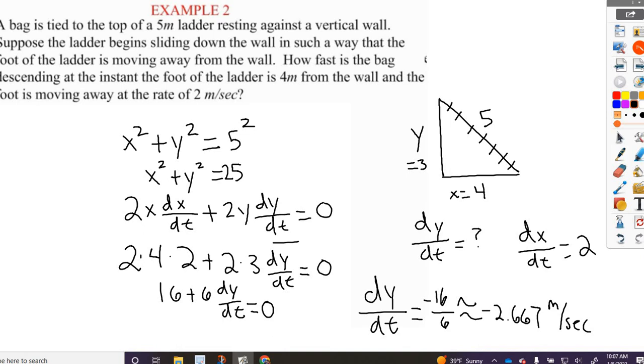So since it asks specifically for how fast is the bag descending, do we need to take the absolute value for a final answer? Or we just leave it? I would leave it like that.